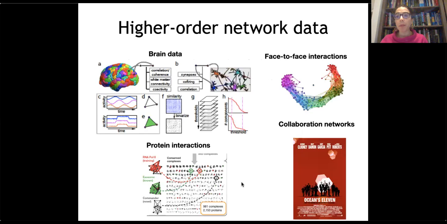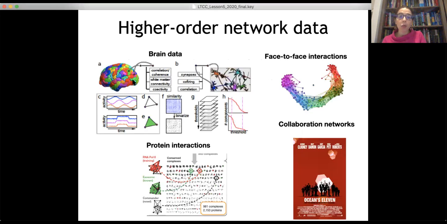This includes brain data, in which you can have different regions of the brain, and you want to distinguish between a triangle formed just by 3 links, 3 pairwise interactions, in which every pair of regions is correlated pairwise, or a 3-body interaction when there is an activation at the same time of the 3 regions of the brain, and you indicate that with a filled triangle.